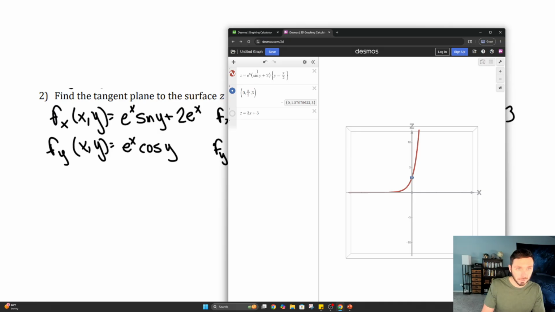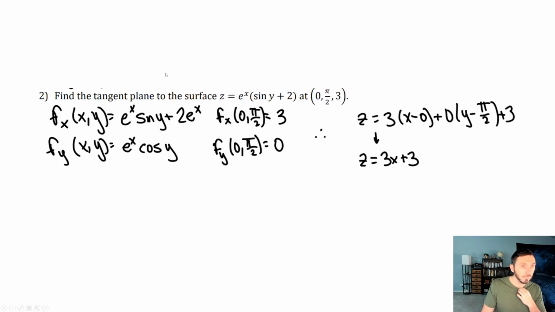And that's because you have 2 of these terms. This is a constant, right, in the eyes of x. 1 plus 2 is that 3. Okay, so that's it for that.